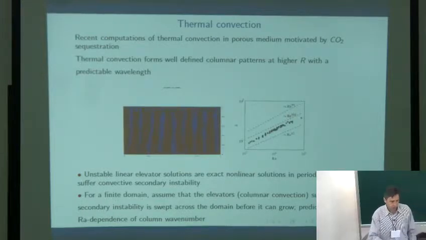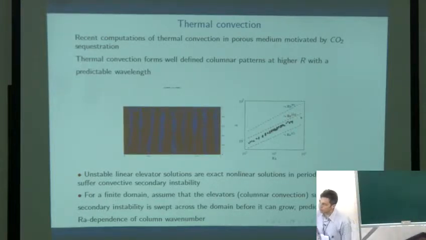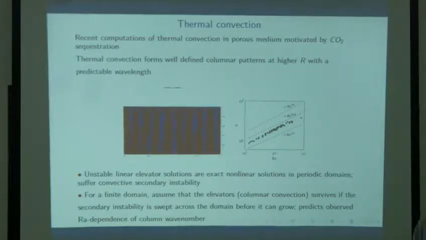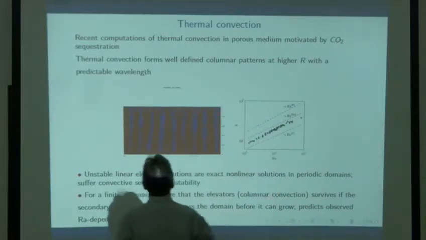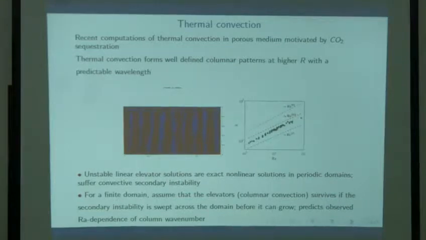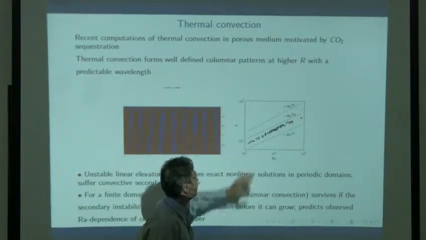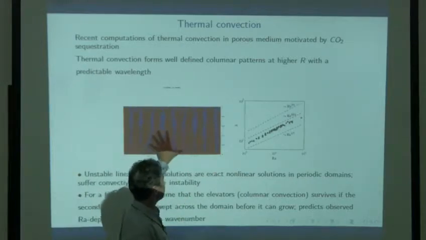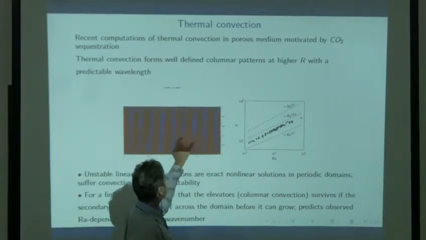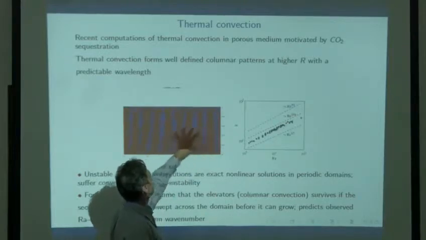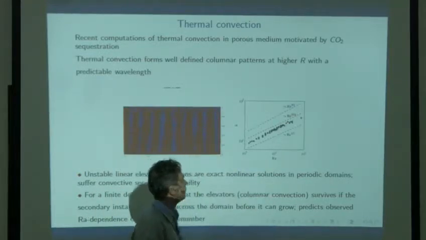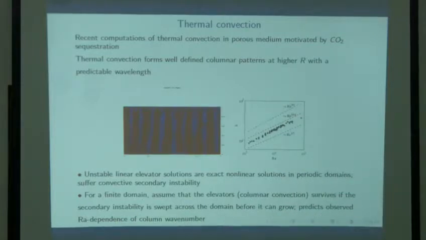Okay, so let me just show you some of Duncan's results for thermal convection. That problem was motivated by carbon dioxide sequestration, and I'll show you some simulations. There's a sample simulation here, and then some statistics extracted from a series of these computations. It's the wave number of some large-scale pattern that's observed as a function of the Rayleigh number. Which quantity are we looking at? This is temperature in some funny color scheme.